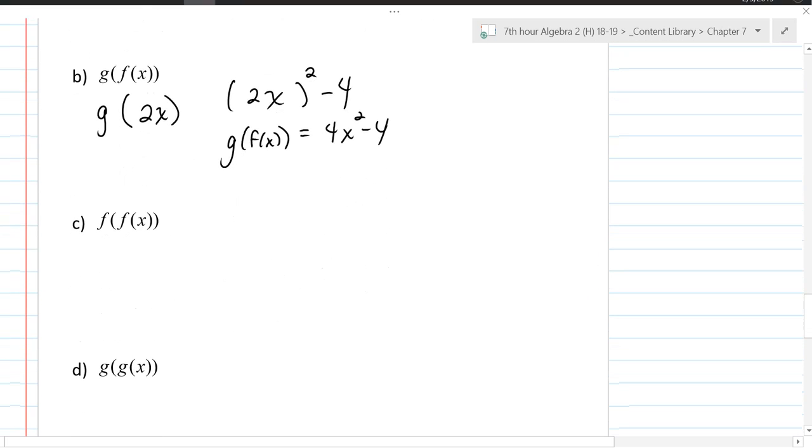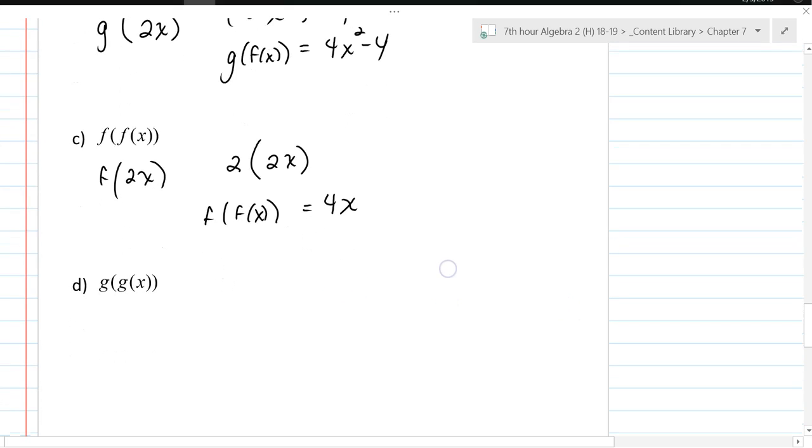Okay, so now we're going to do f of f of x. Same thing. We're going to rewrite the f function. The f function is 2x. So I want f of 2x. So I'm going to rewrite the f function, and instead of an x, I'm going to replace it with the inner function, which is 2x. So f of f of x is 4x.